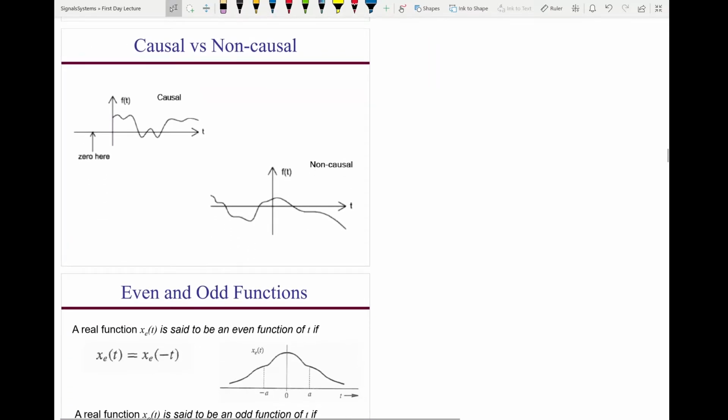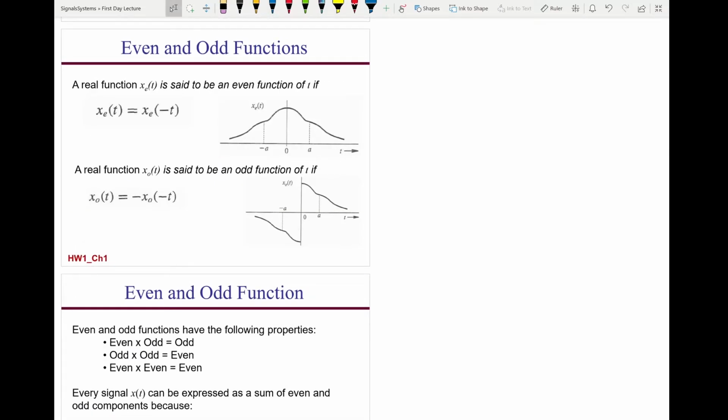The next characteristic of a signal is causal versus non-causal signal. This is basically a signal that starts at t equals 0 and after, and we call it a causal signal. A signal that has a past value and future value, we call it a non-causal signal. So whenever x of t exists for t equal or larger than 0, that's a causal signal. A signal that exists for negative values of t is a non-causal signal.